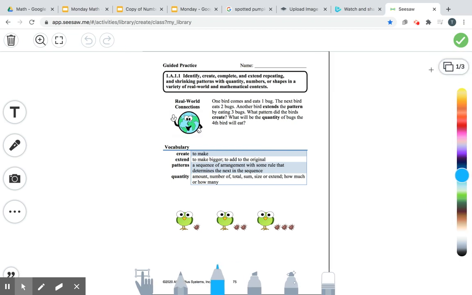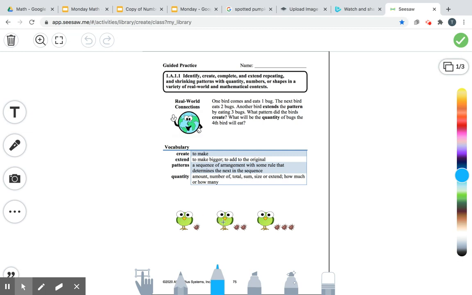Hi guys, let's talk about our concept for our Alpha Plus this week. It is patterns. We're going to be talking about patterns. So let's look at our little beady bird here. So this would be an A-B pattern. It would just repeat itself. I know we've talked about that a little bit, but it would go bird, bug, bird, bug, bird, bug.